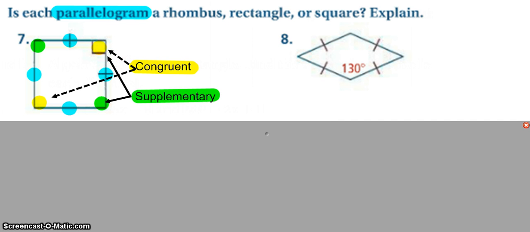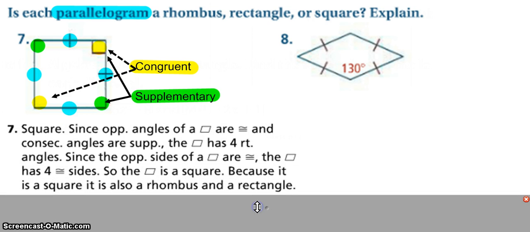The other thing I then see is that my two sides have been given to me as having the same length, and I know in a parallelogram opposite sides are congruent, so my bottom is the same as my top and my left is the same as my right, so therefore we can now conclude that this shape is in fact a square. Now it's also a rhombus and also a rectangle, but square is the most specific name that we have for it, so we go ahead and just call it a square.